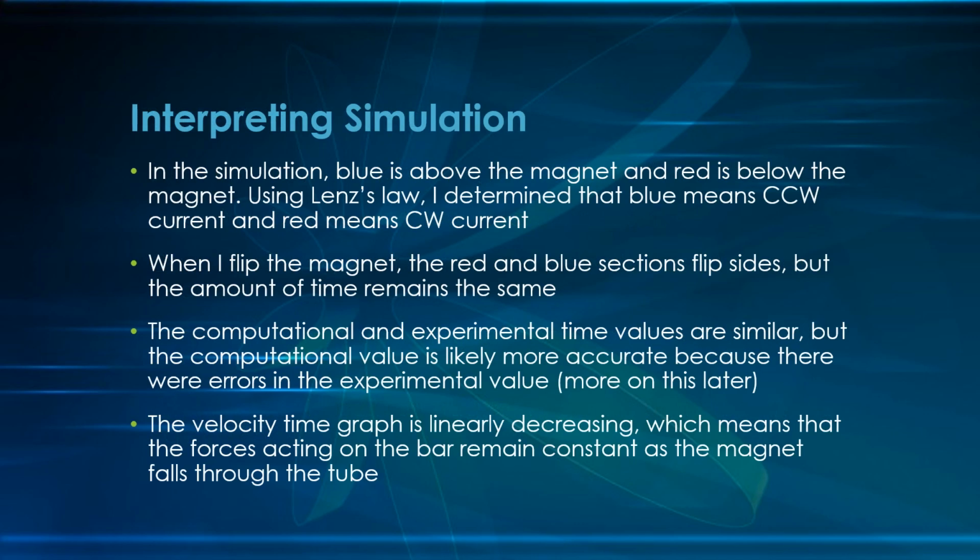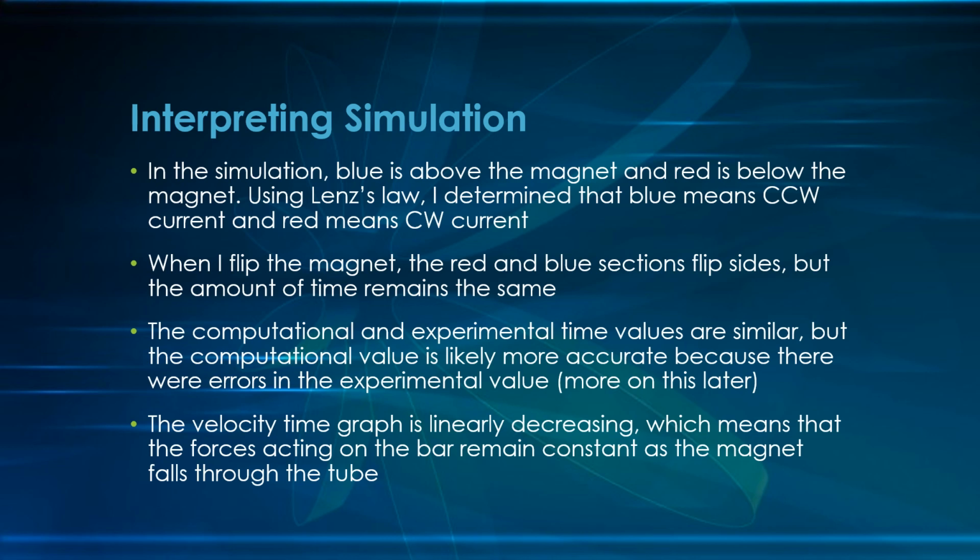In the simulation, blue was above the magnet and red was below the magnet. Then, using Lenz's law and the right-hand rule, I determined that blue meant counterclockwise current and red meant clockwise current. However, when I flipped the magnet, the red and blue sections flipped sides, but the amount of time remained the same. This meant that the counterclockwise and clockwise current also flipped sides.